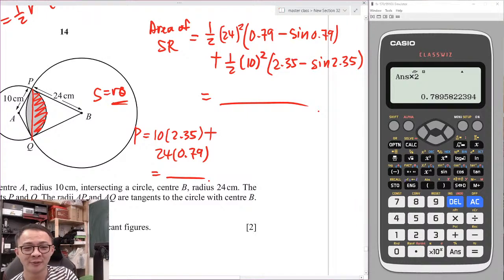So yeah, the area of segment formula you can memorize or you can understand how to get it. I believe in YouTube you can search a lot of videos about area of segment, so don't need to worry so much.